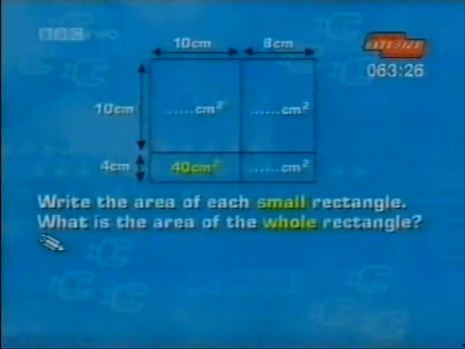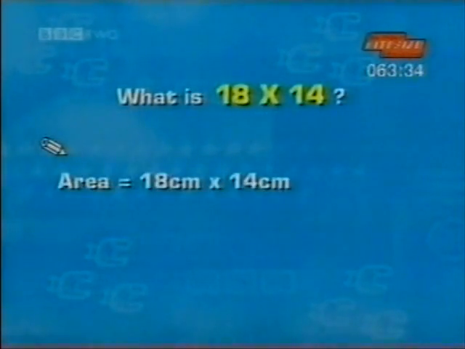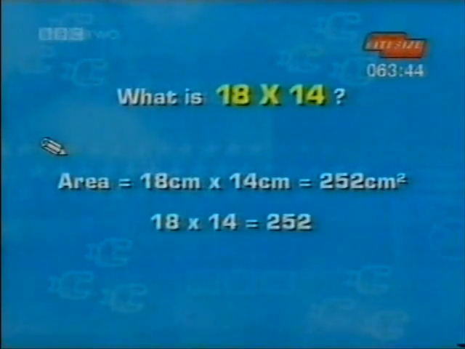And finally, you're asked what 18 multiplied by 14 is. Notice that the whole large rectangle has length 18 centimeters and width 14 centimeters. So its area is 18 multiplied by 14, and we already know that its area is 252 square centimeters. So 18 multiplied by 14 is 252.